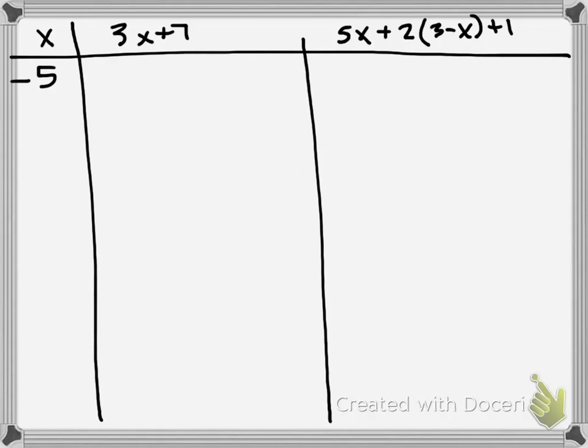We're going to start on the first expression. So I have 3 times negative 5 plus 7 equals negative 15 plus 7 equals negative 8. Now I substitute negative 5 into the second expression.